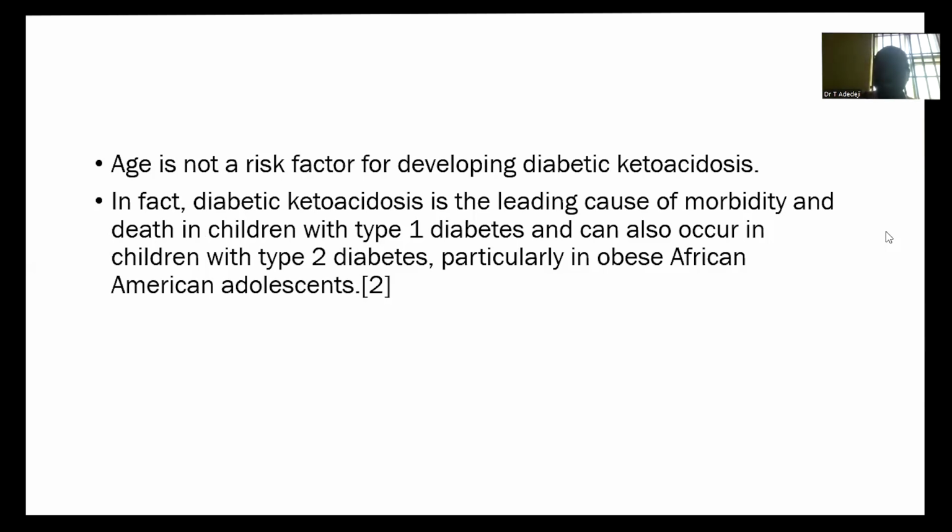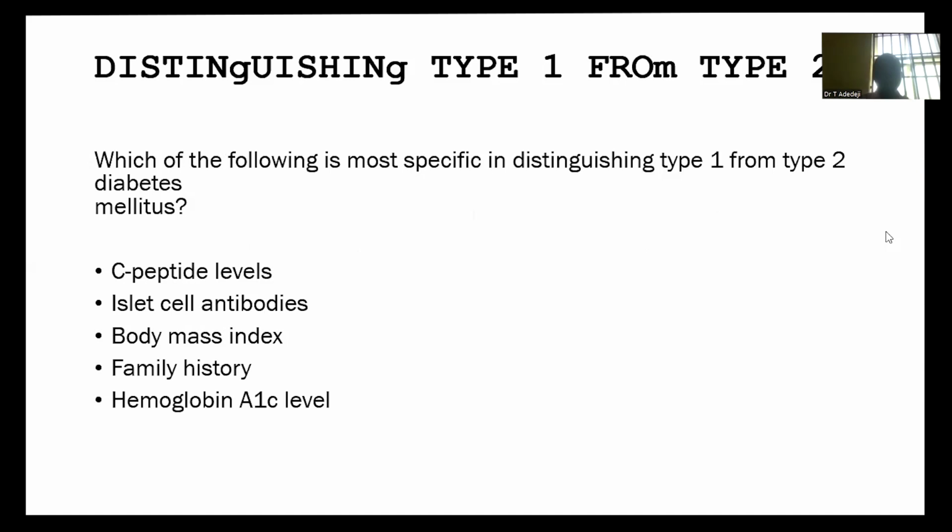In fact, diabetic ketoacidosis is the leading cause of morbidity and death in children with type 1 diabetes and can also occur in children with type 2 diabetes, particularly in obese African American adolescents. How do we distinguish type 1 from type 2 diabetes in metabolic acidosis? It's replete in the literature now that it's becoming a bit difficult because of a lot of changes in diet, obesity, and prevalence of obesity and other factors, leading to some difficulties in distinguishing between type 1 and type 2 diabetes.